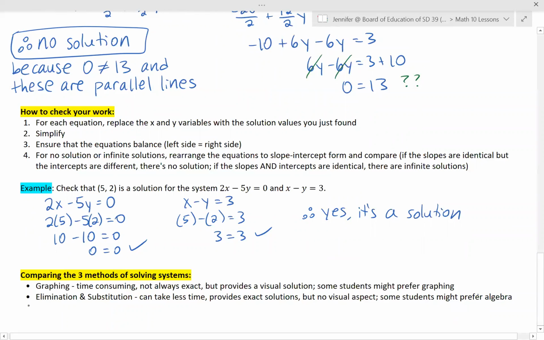The good news is that you can solve systems using any of these 3 methods and you should get the same answer, but for the test and for this course, we need to know how to do all 3 of them. So at this point, we now know how to solve with graphing, we know how to solve with elimination, we know how to solve with substitution, and we know how to check our work.